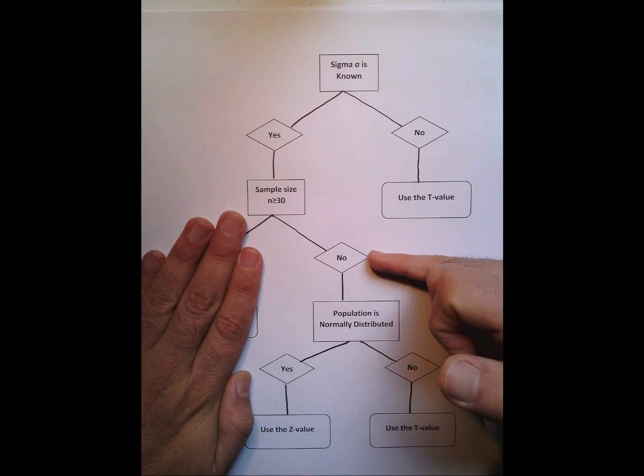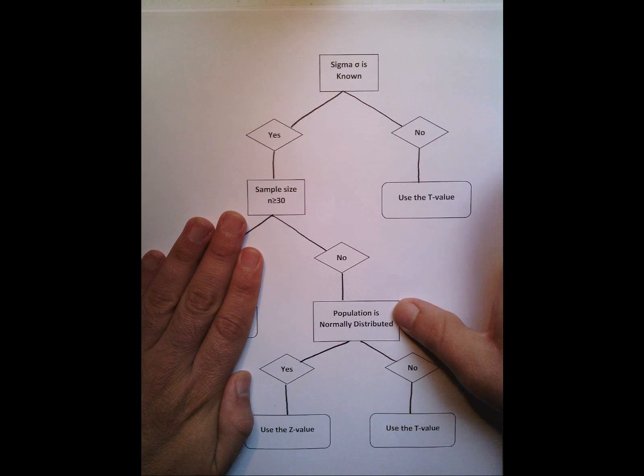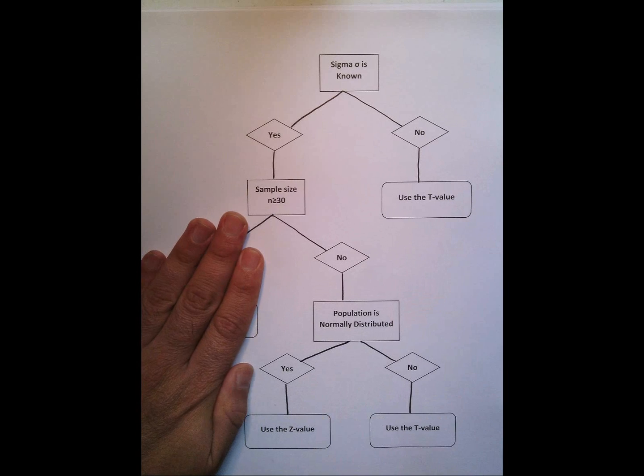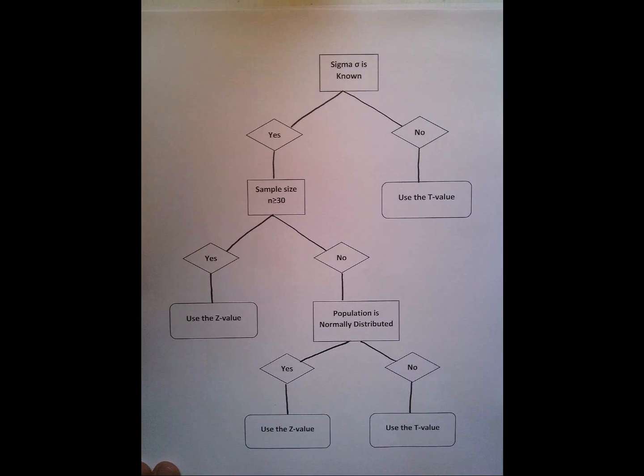So if it is not bigger than 30, there's one more question to ask. Do you know if your original population is normally distributed? If it is, then you can go ahead and use the z value again. If it's not, then you're going to use the t value. Okay, this is the flowchart that we use.